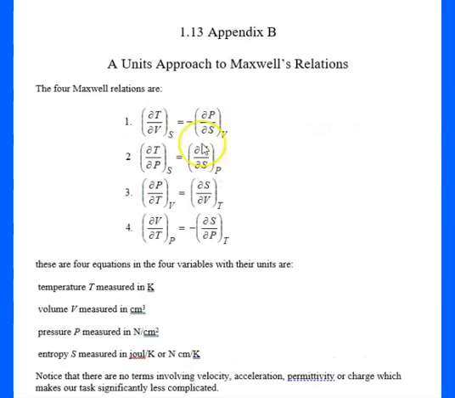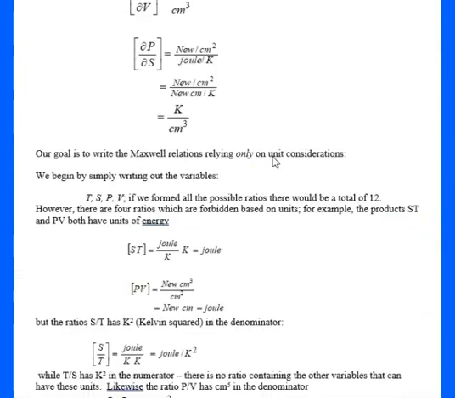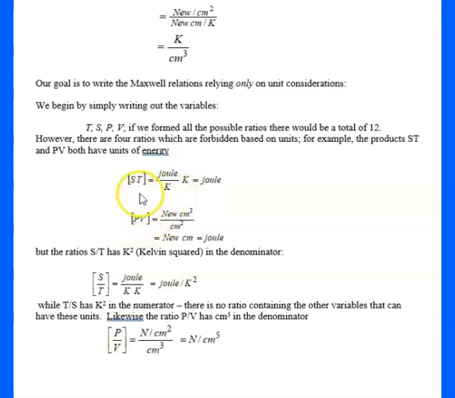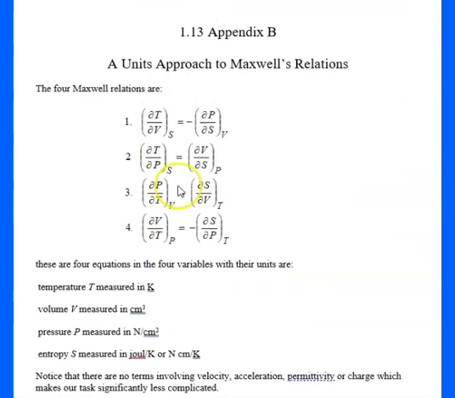So if I had S over T, I would have to have P over V. Well, S over T would be, let's see, what would that be? S would be joules per Kelvin, and it would be divided by T, so it would be divided by K, and that would be joules per Kelvin squared. But there cannot be any joules per Kelvin squared, because if I have an S over T, I would have to have a P over V, and neither P nor V has a Kelvin in it.